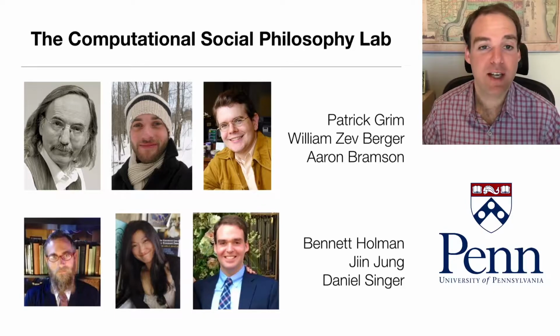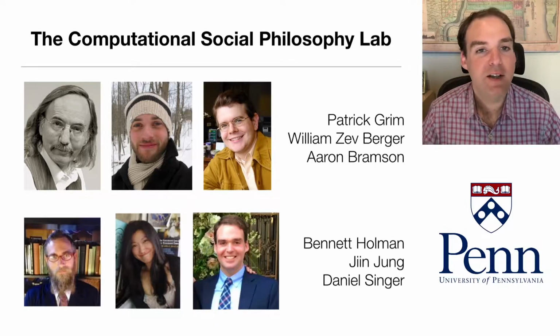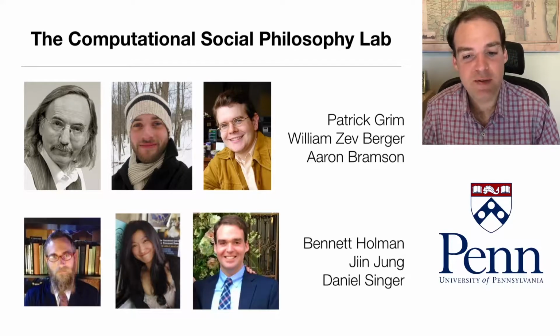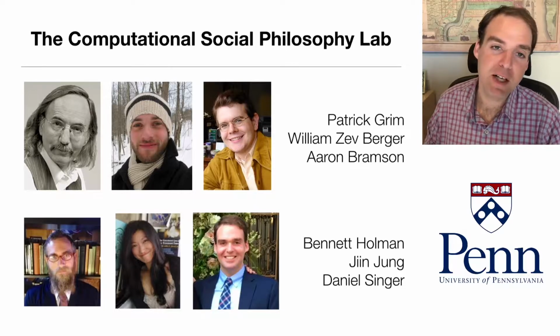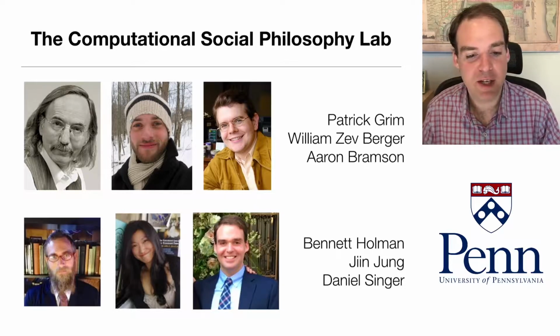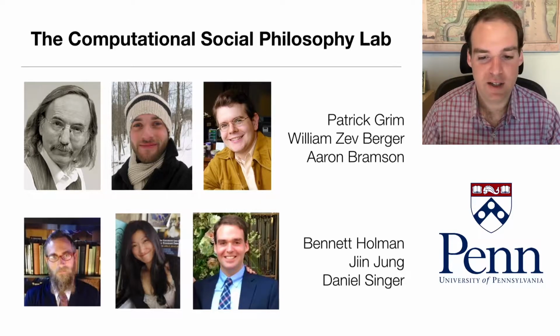As I mentioned just a second ago, this is a product of the Computational Social Philosophy Lab. The Computational Social Philosophy Lab is an interdisciplinary group of researchers that looks at questions in social epistemology, philosophy of science, and political epistemology. What makes us a group is that we tend to use agent-based computer models to look at a lot of these different questions.